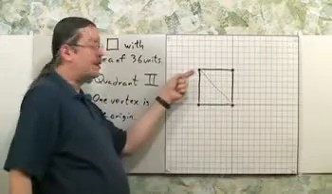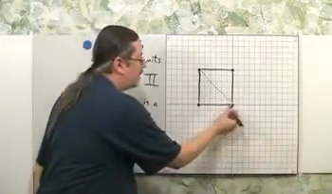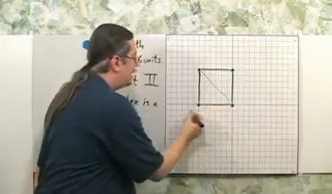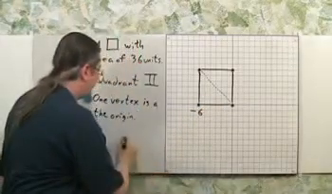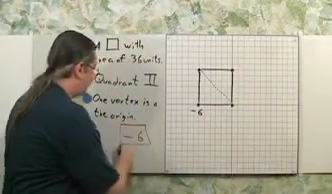So what's going to be the x-coordinate of this point? Well, it's going to be negative 1, 2, 3, 4, 5, 6. It's located at negative 6. That's what you're going to write down as the final answer.